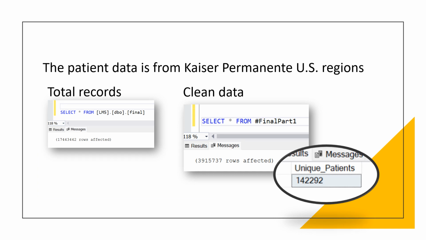The patient data we are working with today is from Kaiser Permanente's U.S. regions. The number of unique patients is 142,292 after the data was cleaned by removing duplicated data, erroneous patients due to incorrect date of birth or date of death.